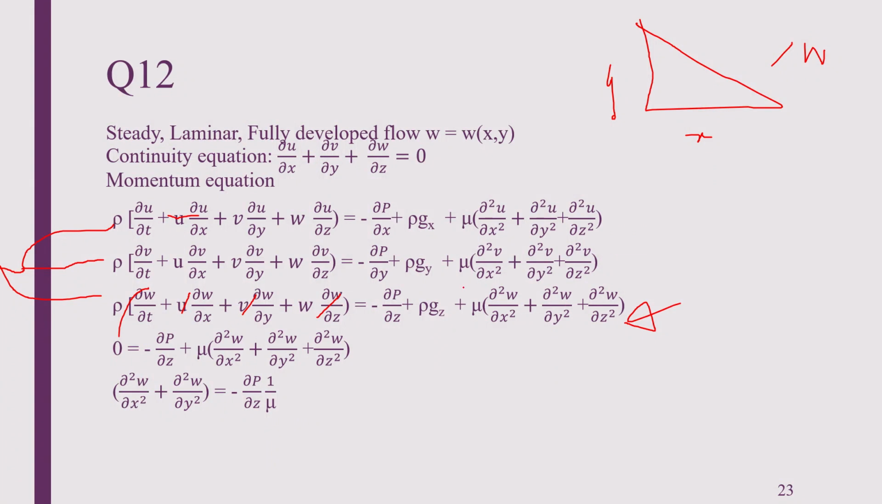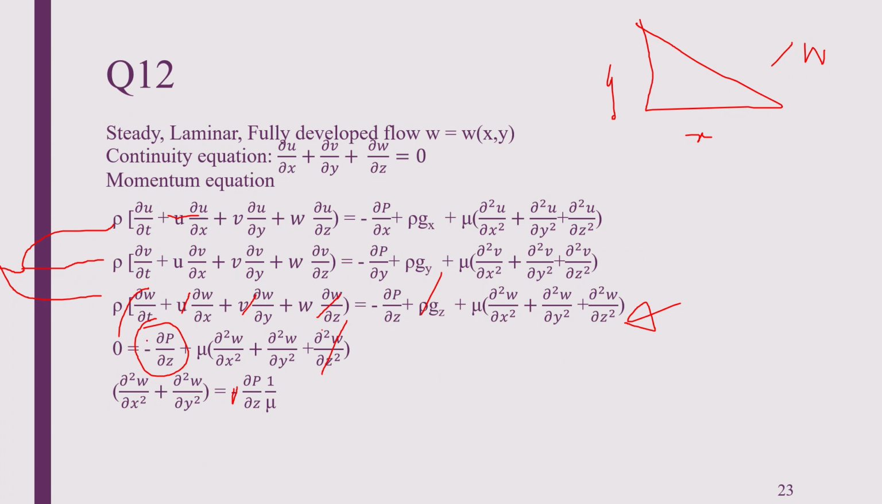Since it is fluid through a triangular duct, the momentum variation due to gravity is very small, so this effect is neglected as an assumption. We are left with minus dou p by dou z plus mu times dou square w by dou x square plus dou square w by dou y square plus dou square w by dou z square. Again, the last term vanishes because w is not a function of z. So we are left with dou square w by dou x square plus dou square w by dou y square, multiplied by mu, is equal to minus dou p by dou z.